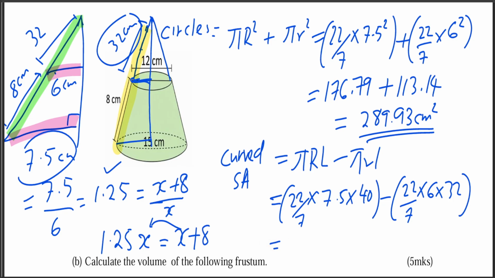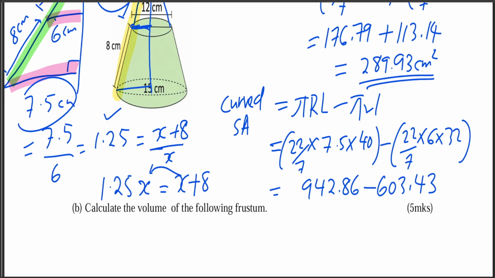So let's see how much it is going to give us. 22/7 times 7.5 times 40 is going to give you 942.86 minus 22/7 times 6 times 32. That gives you 603.43, which gives you the answer to be 942.86 minus 603.43. So that gives you 339.43 centimeter square. So no, but that's not the final answer.